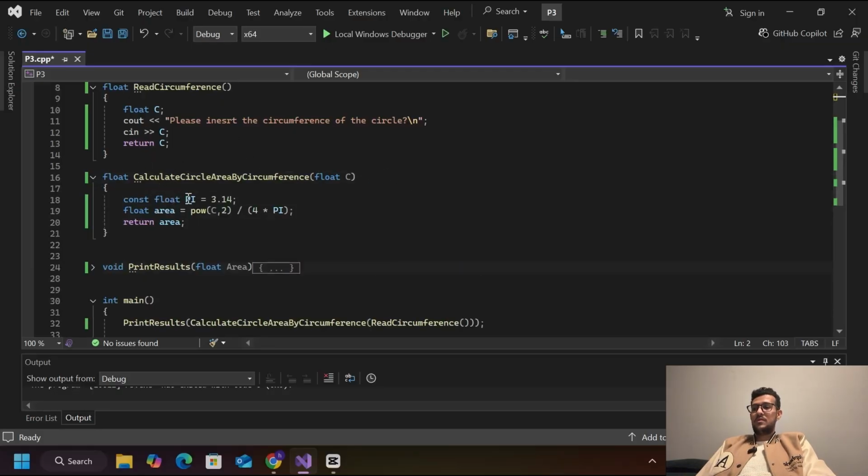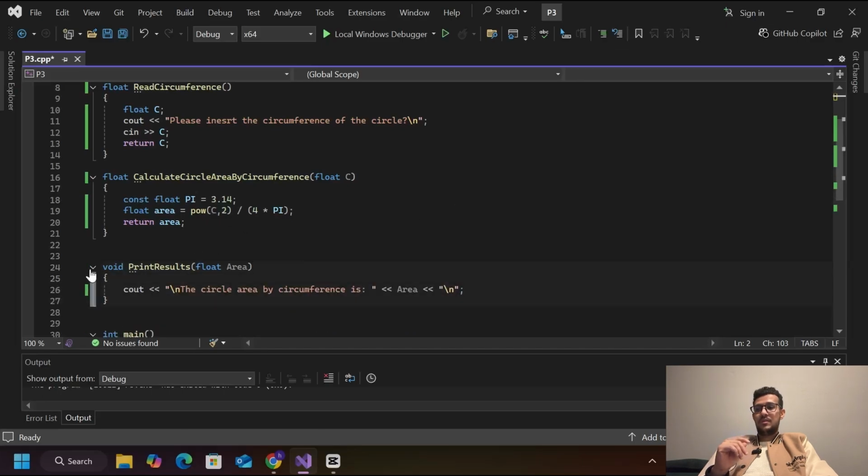Const float PI equals 3.14, the same as previous problems, and float area equals pow, which stands for power, pow(C, 2), or C squared, divided by, open brackets, put 4 multiplied by PI, and don't forget to put 4 multiplied by PI between two brackets. If you forget to put 4 multiplied by PI between two brackets, the compiler will do the pow and divide by 4, after that multiply it by pi, so you will get a wrong result. All right, you have to write the math into code in this way, and after that you return area, and we have this print result like previous problems.